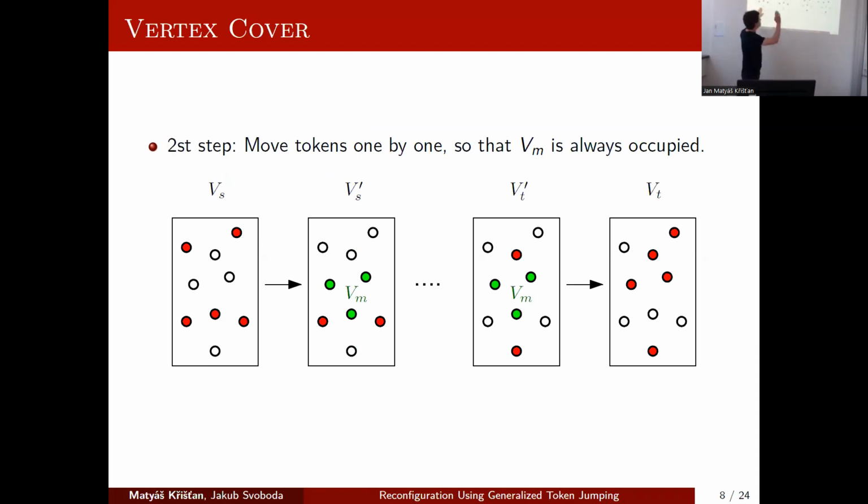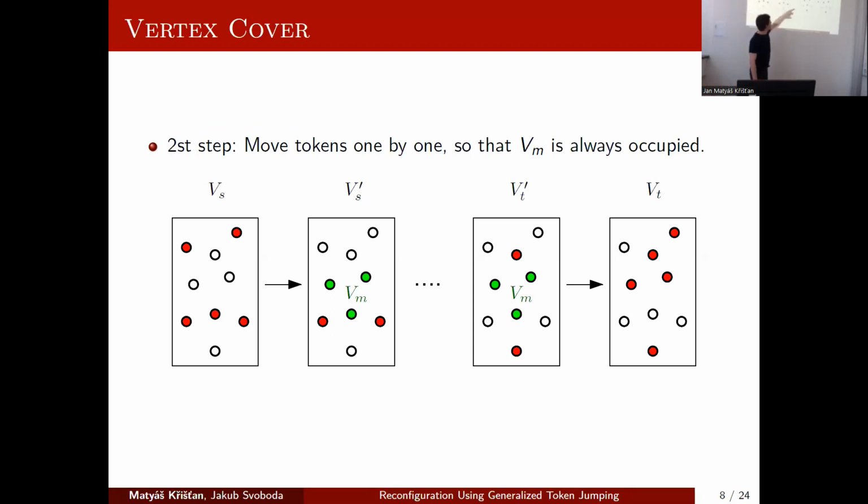We have started with this Vs and Vt, and we can move to a configuration from Vs, and we can also use the move in reverse, of course. So we apply the first and last move. And now we have to reconfigure between V's and V't, but we already have a vertex cover that is in the intersection of them both. So we will do that in a way that the green vertices, the green vertex cover, will always be occupied, and we can do that quite simply. We can just take the tokens and move them one by one.